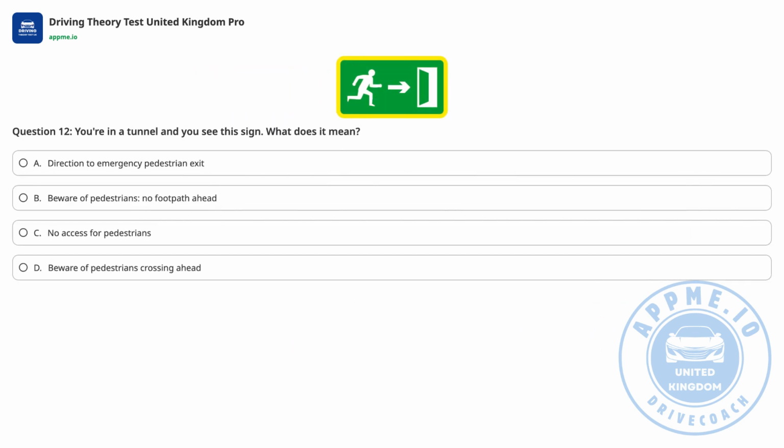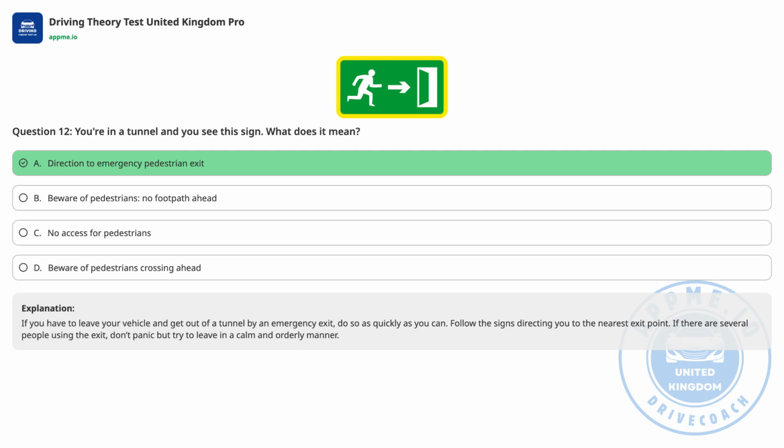Question 12. You're in a tunnel and you see this sign. What does it mean? A. Direction to emergency pedestrian exit. B. Beware of pedestrians. No footpath ahead. C. No access for pedestrians. D. Beware of pedestrians crossing ahead. The correct answer is A.